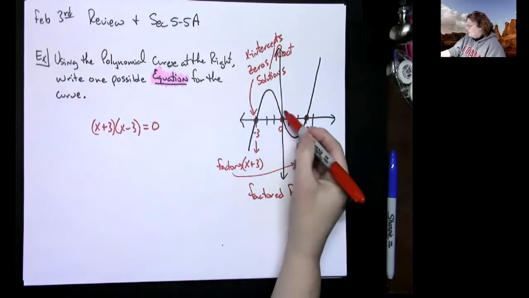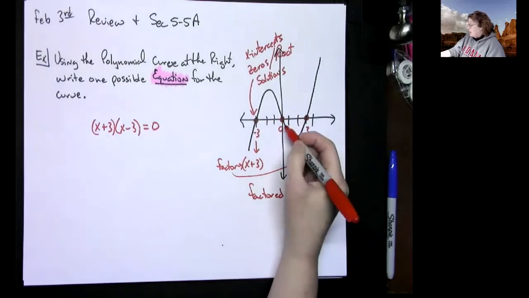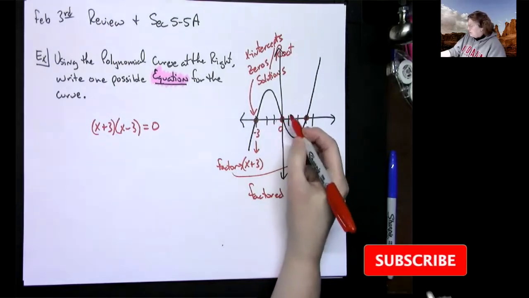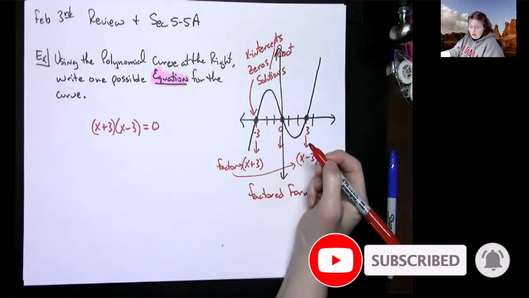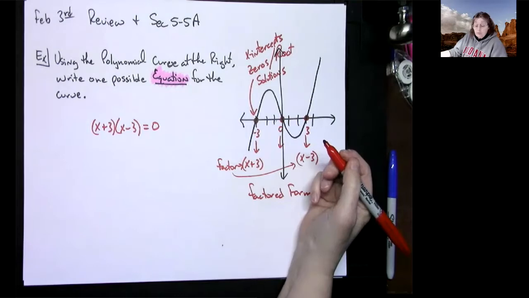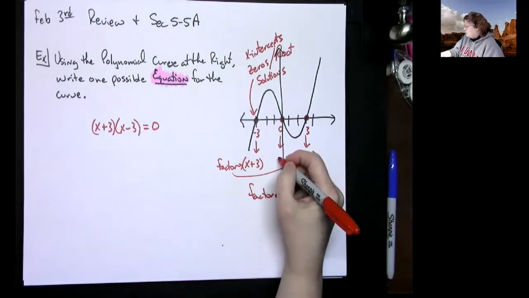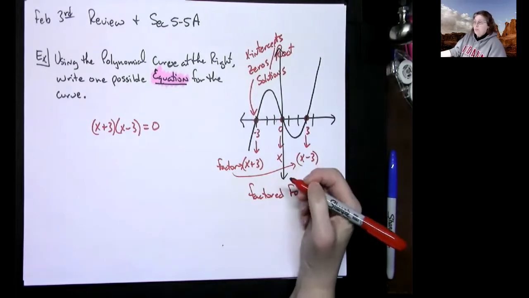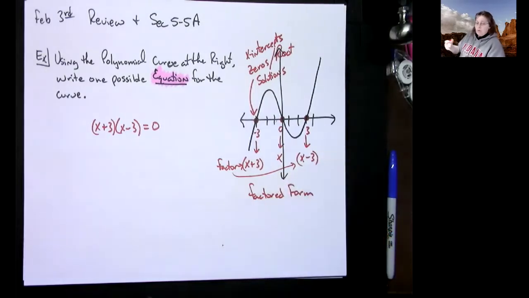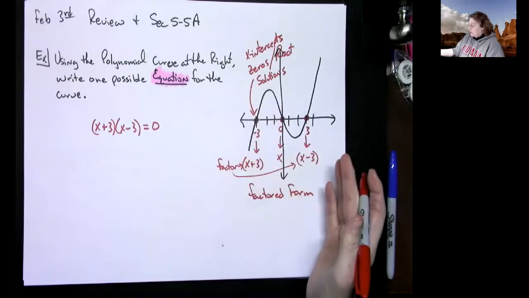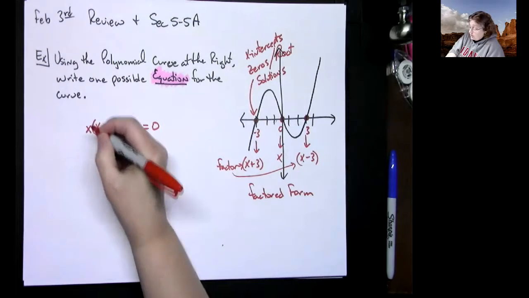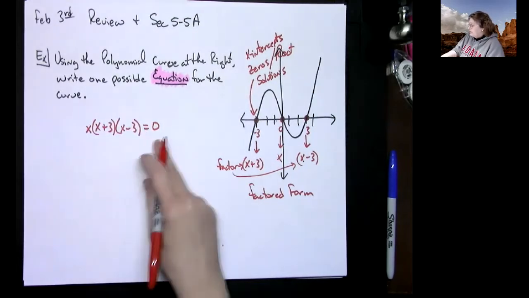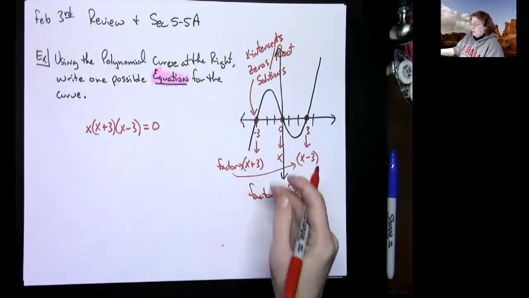Now I have to deal with this one. If the root is 0, what would the factor have to be? It could be something extremely simple, no more than just an x. It could be a 2x, a 3x, or a 4x. We really don't know from no more than what we are given here. So just a bare minimum of an x there. If I had an x here, then this would be one possible equation for the curve.